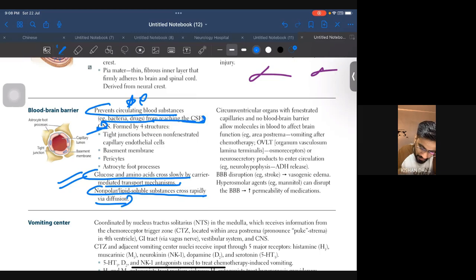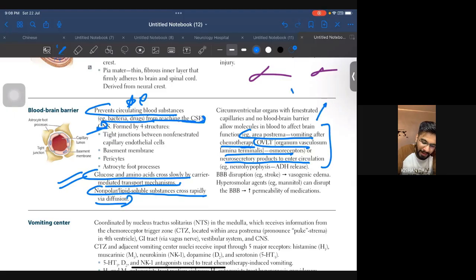Another point, and what is important? The area postrema, which triggers vomiting after chemotherapy, and the OVLT, or neurosecretory product to enter circulation. Why this is important is because sometimes in the exam they will ask you about the vomiting centers after chemotherapy. So you need to remember area postrema and OVLT, these 2 points. This is important.